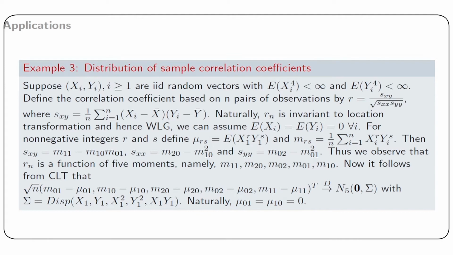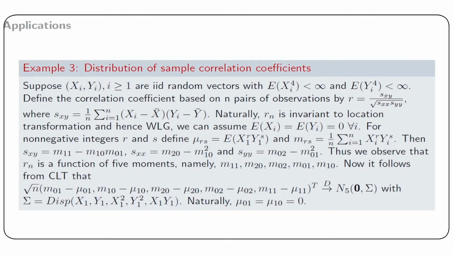Naturally, Rn is invariant to location transformation, and hence without any loss of generality we can assume expectations of xi and yi as 0. Now we define for non-negative integers r and s mu rs as expected value of x1 to the power r multiplied by y1 to the power s, and mrs as 1 by n summation i from 1 to n xi to the power r yi to the power s. Then Sxy can be expressed as m11 minus m10 multiplied by m01. Sxx is nothing but m20 minus m square 10, and Syy is nothing but m02 minus m square 01. Thus, we observe that Rn is a function of 5 moments, namely m11, m20, m02, m01 and m10.